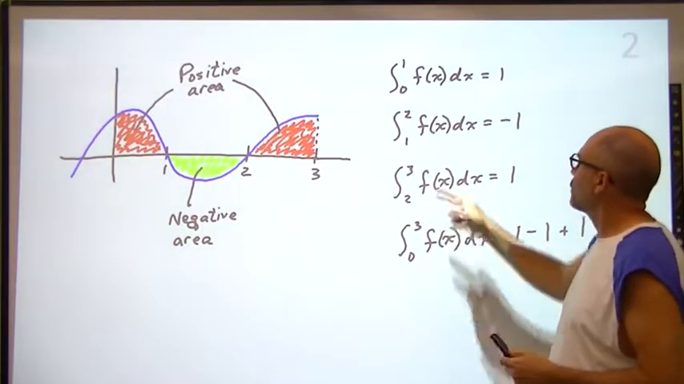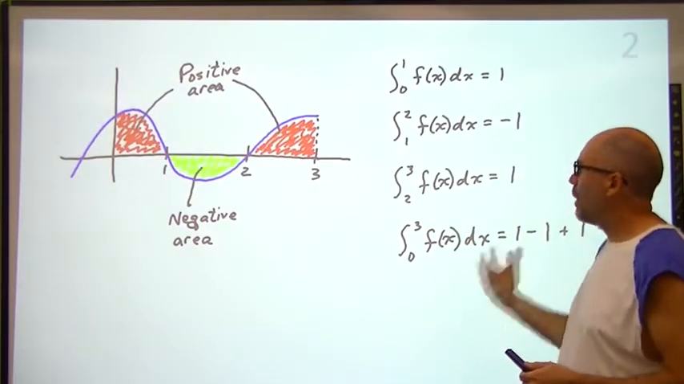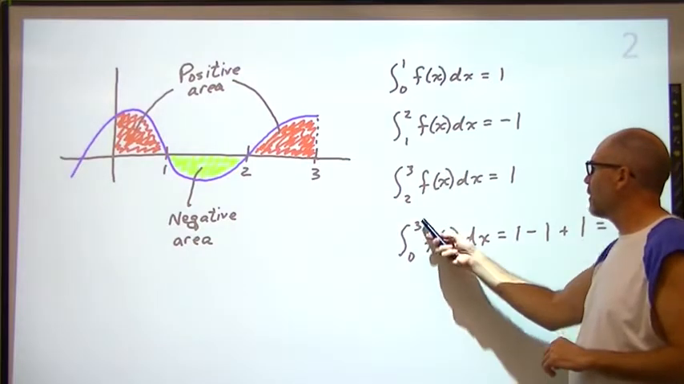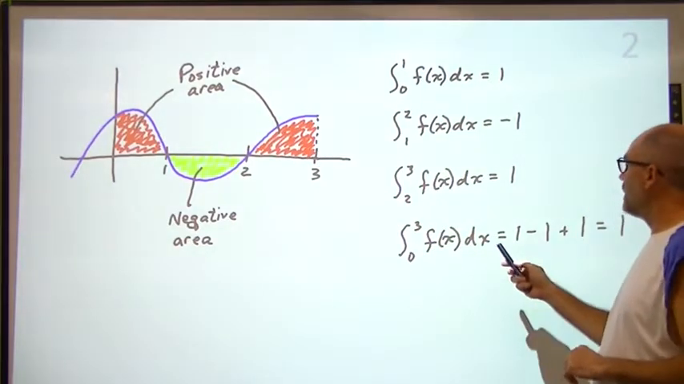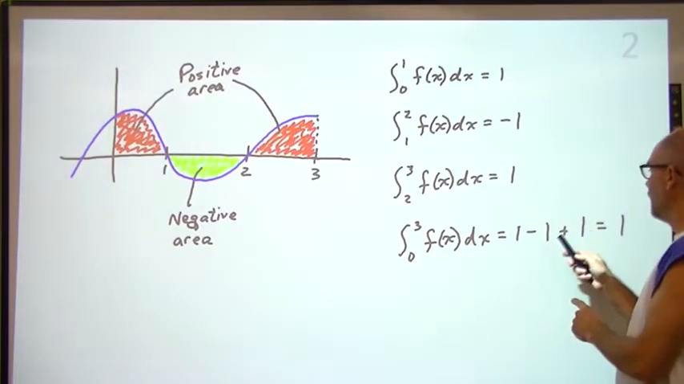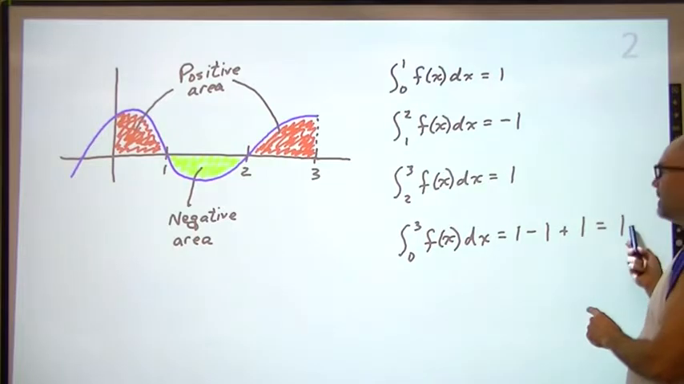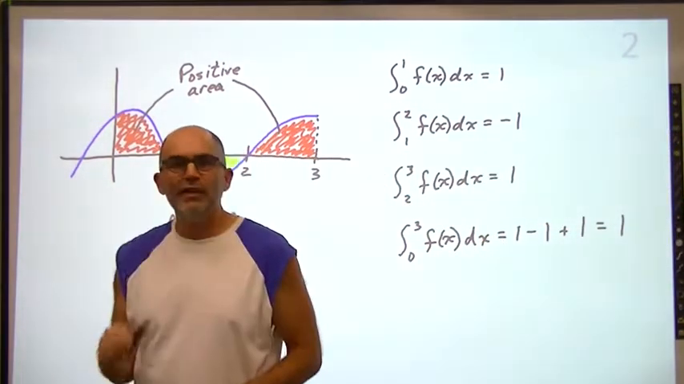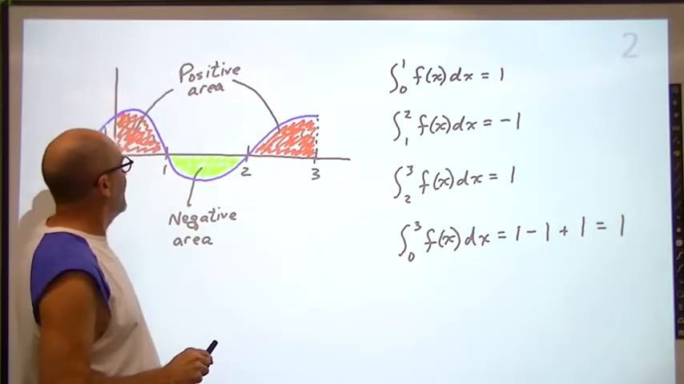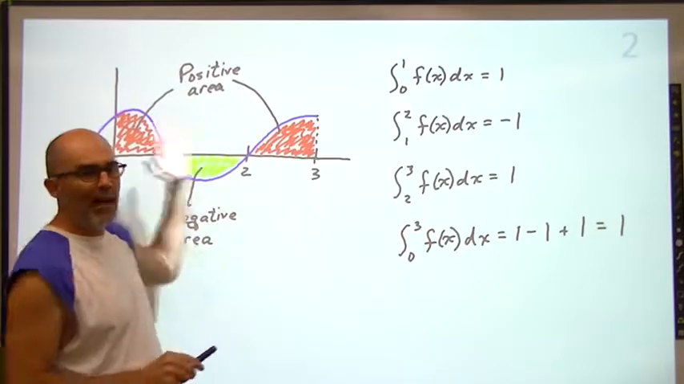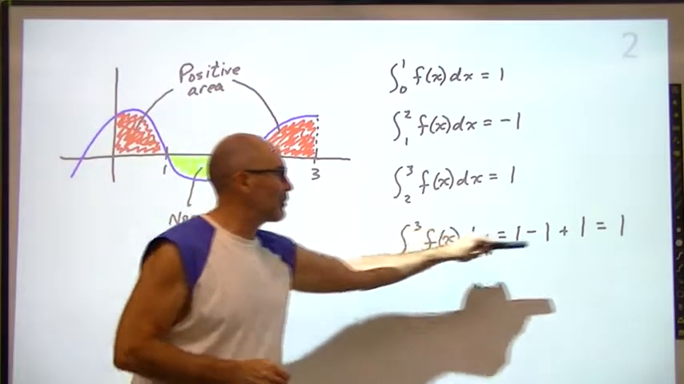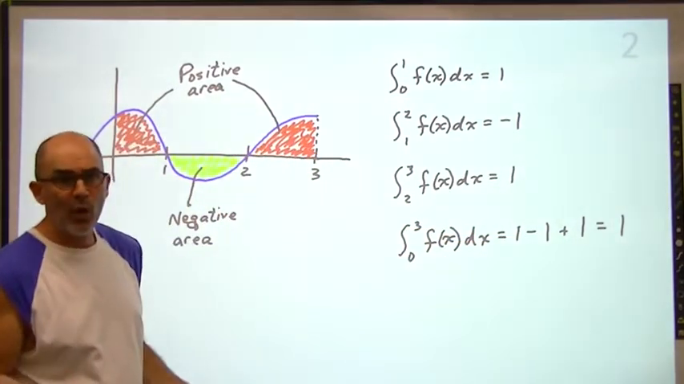Then the area from 2 to 3 is hypothetically another positive 1. So if I were to take the integral from 0 to 3, then that would be the positive 1 plus the negative 1 plus the positive 1, which would end up being 1. Now there's two types of problems that they're going to ask you. One, they want the net area, the net positive area. So that net area would be the integral from 0 to 3 of f of x dx, which is 1.